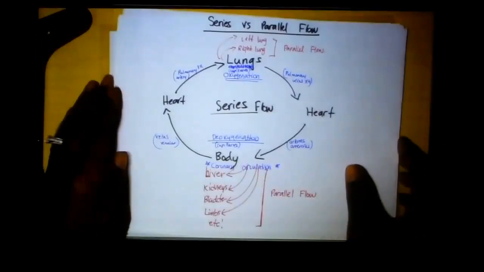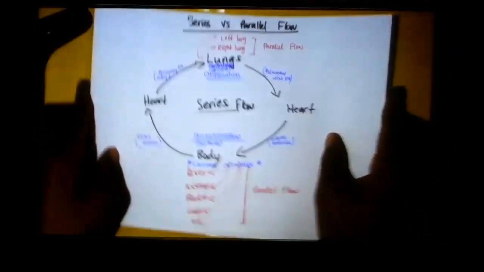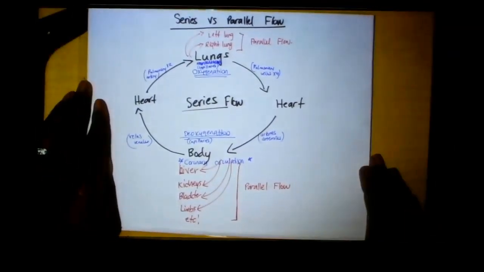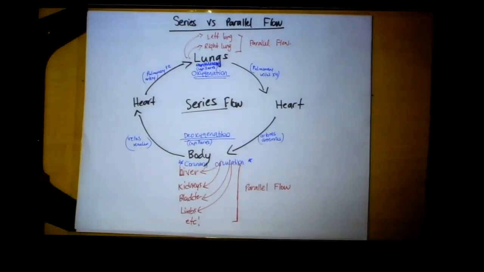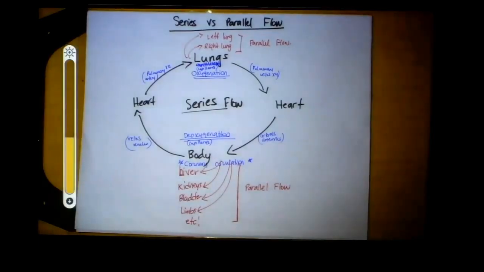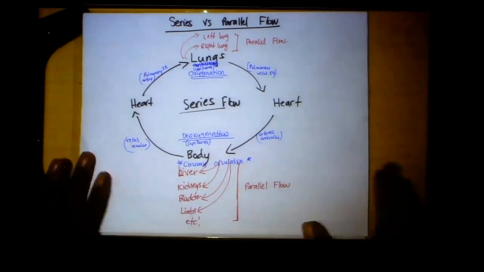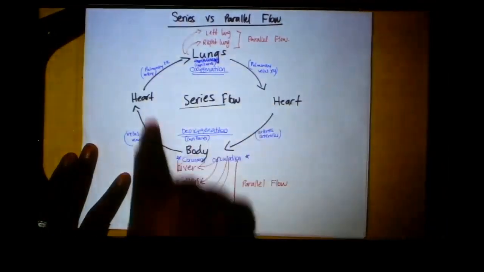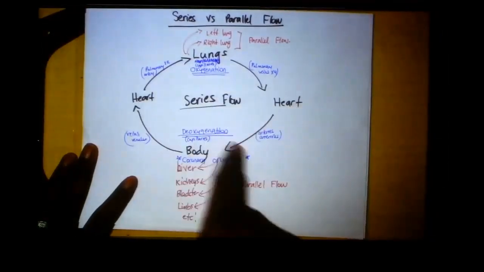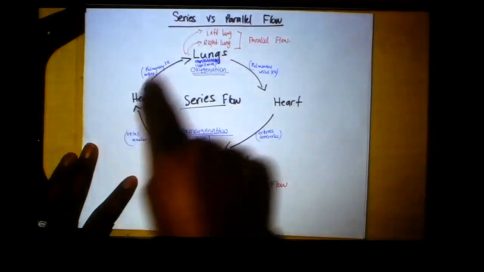Okay, now I got a few questions asking specifically about the difference between series and parallel flow, and then asking about some of the valves, right? So I'll discuss those, and then I'll go into some more general things. So when we talk about series and parallel flow, we talked about this idea of the heart, the body, which is all of our peripheral tissues, back to the heart, and then to the lungs.